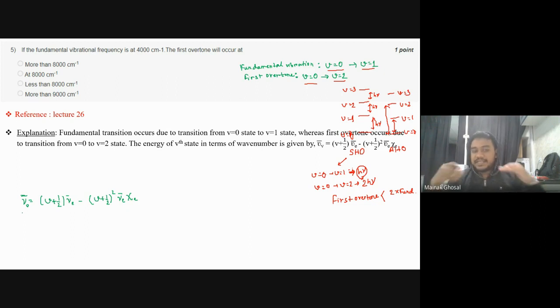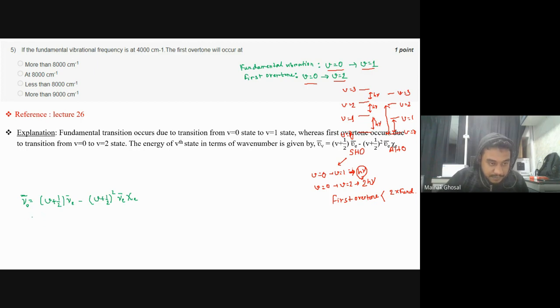To find the energy difference between two levels, you need to find the energy of the two levels and subtract them. So I'm going to calculate the energy for three different levels, because for my fundamental transition I have v equals 0 to v equals 1, and for the first overtone a transition from v equals 0 to v equals 2. So I need to calculate this energy for v equals 0, v equals 1, and v equals 2, one by one.